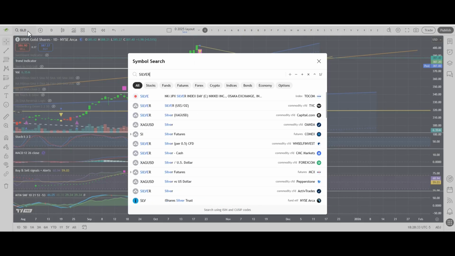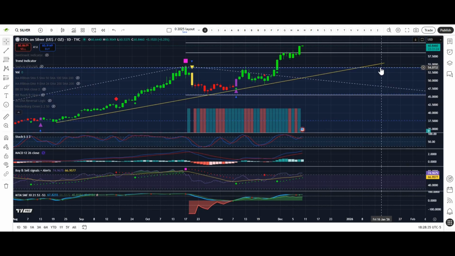Let's have a look at silver. It's still going up now. It's doing really, really well. So gold is more than likely going to follow soon.